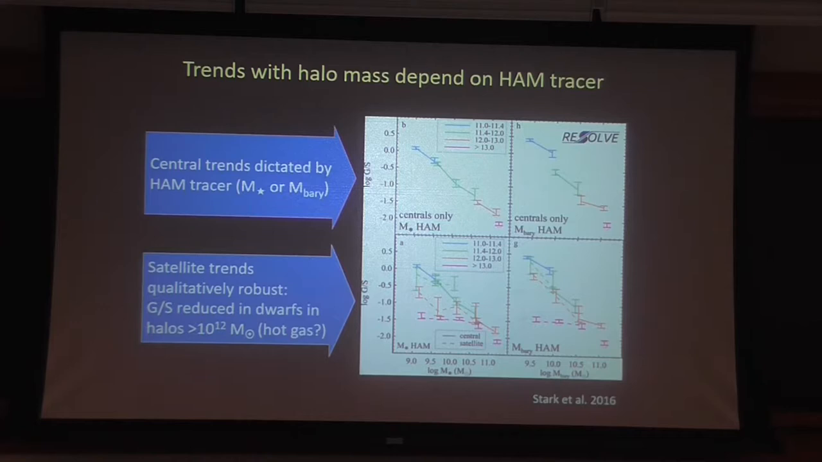Do you get a sense, though, if the satellites are just having, when you say starvation processes, where they're no longer able to accrete new gas that they would if they were just field dwarf galaxies, or their gas is actually being blown out by the hot halo? Is that what you mean by hot gas?